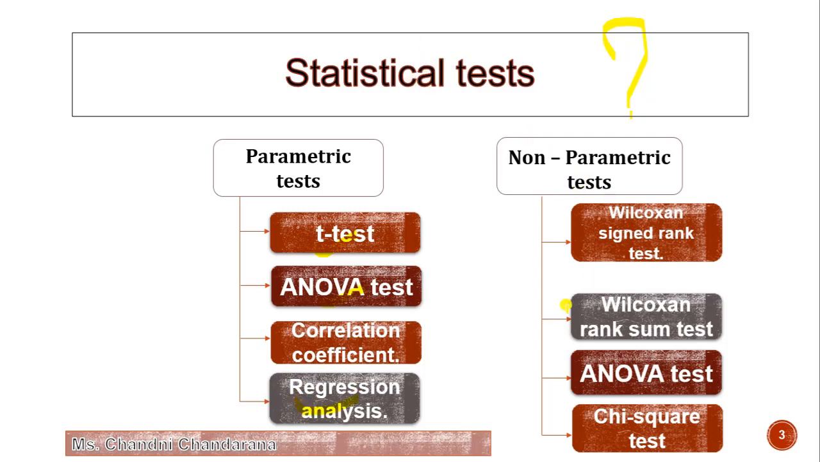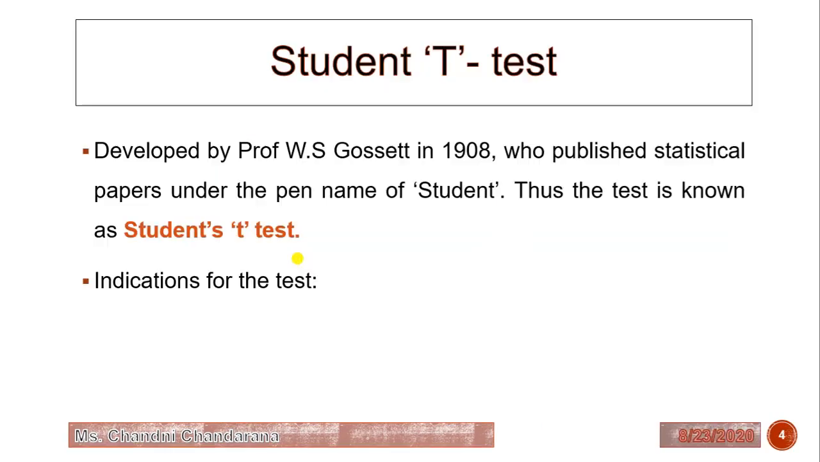And these are the types of non-parametric test. In non-parametric tests, we will see the Wilcoxon signed rank test, Wilcoxon rank sum test, ANOVA test and chi-square test. Now I will start with these tests. We will see the t-test in detail. So I will start with the student t-test.